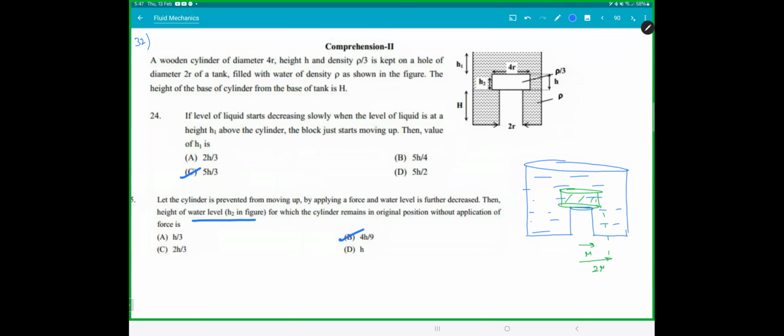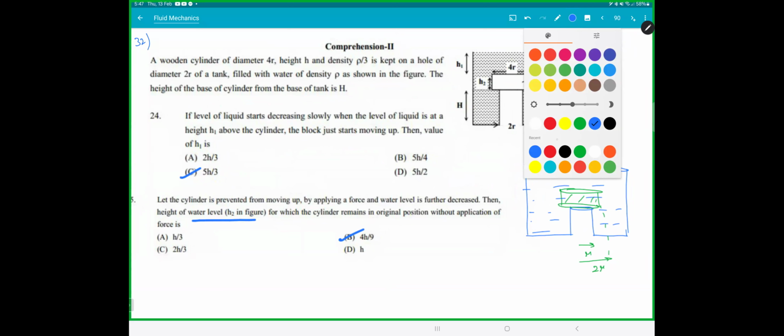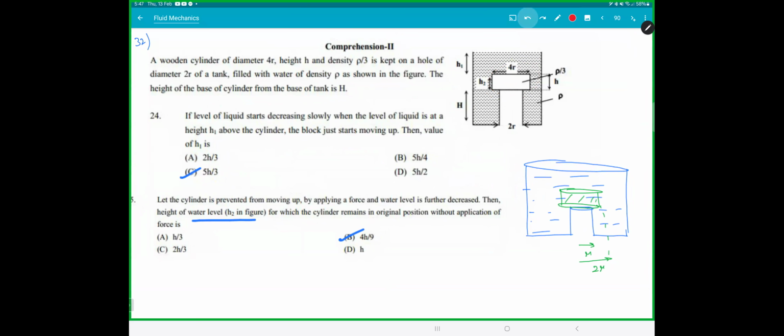So we have a wooden cylinder of diameter 2R. That is this guy. So diameter is 4R, so radius is 2R. Right? It is placed on top of a hole of diameter 2R. So this white thing here is a hole of radius 2R. Making sense? H1 is the height of the liquid above the container. So this is H1.